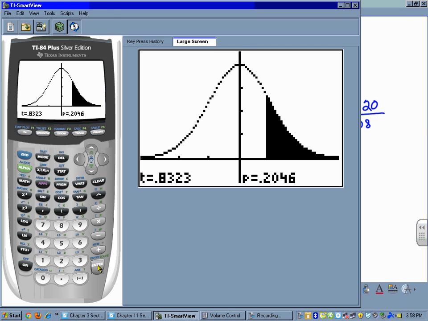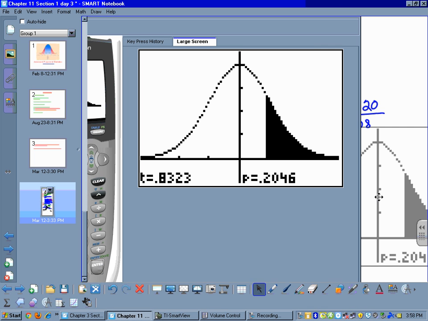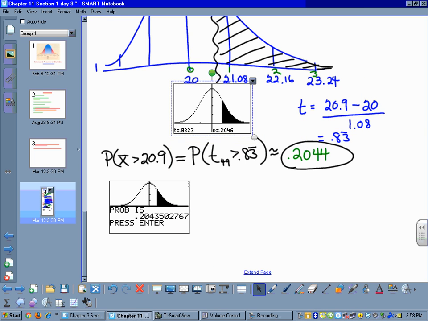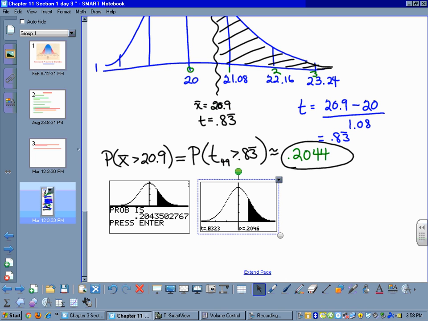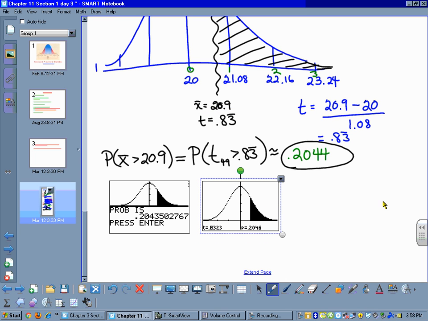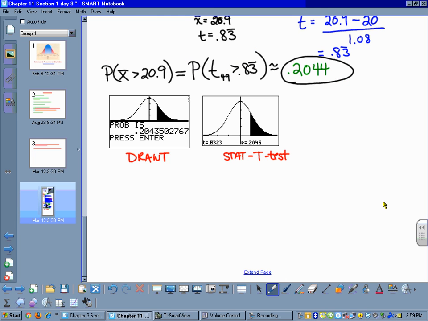And there it is, 0.8323. And this I just want to use to check our answers right now. So this is Draw T results over here, our program, and this is the stat T test default in our calculator, and it verifies our answer. So now the last point is to make a decision.